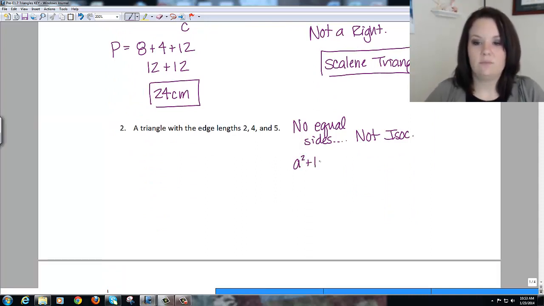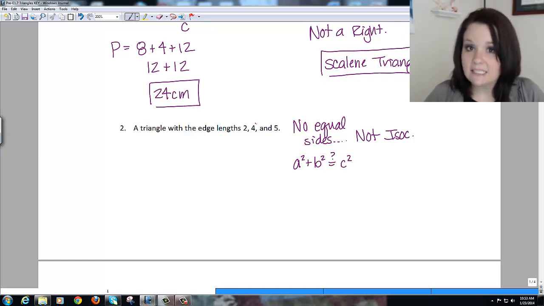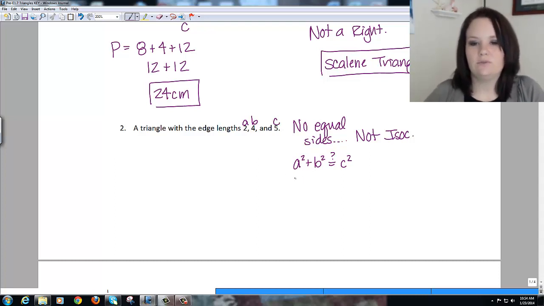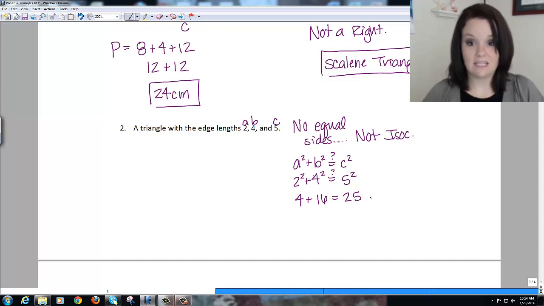So I'm going to say a squared plus b squared, does that equal c squared? So remember, your c has to be your longest side. So here c would be 5, and then I'm just going to call this one a and this one b. The other two, it doesn't matter, but c has to be your longest side. So I want to see if I do 2 squared plus 4 squared, does that equal 5 squared? 2 squared is 4, 4 squared is 16, 5 squared is 25. So notice if I add these together, 4 and 16 gives me 20, which is not equal to 25.